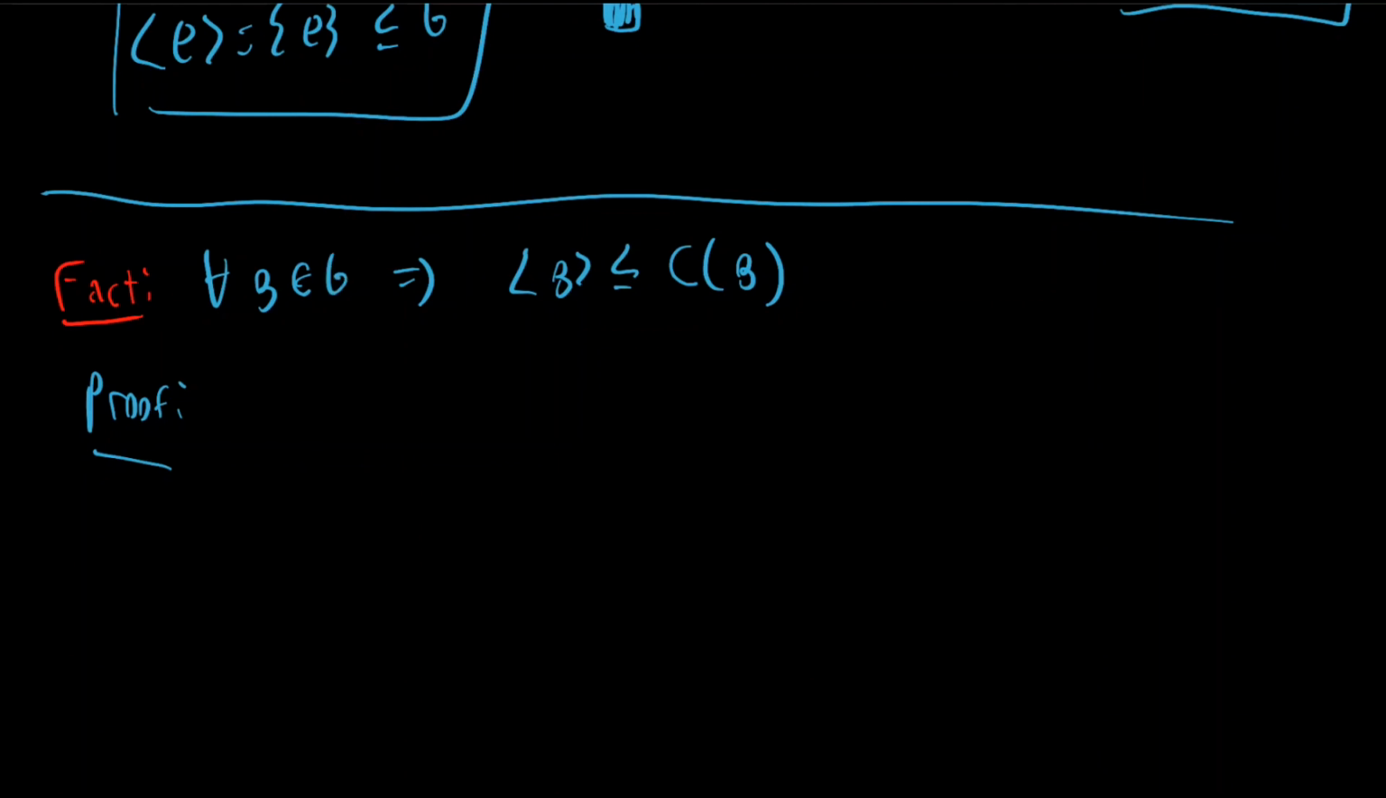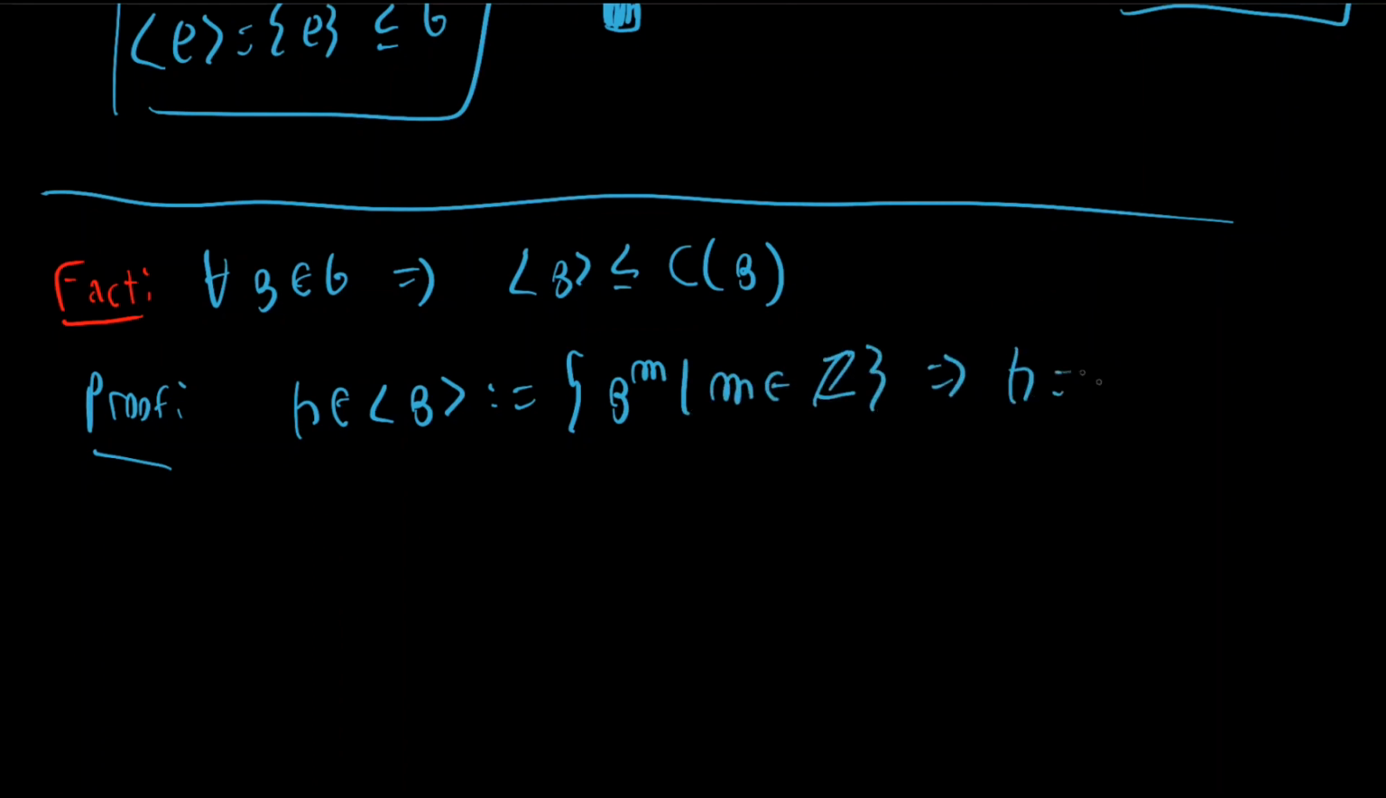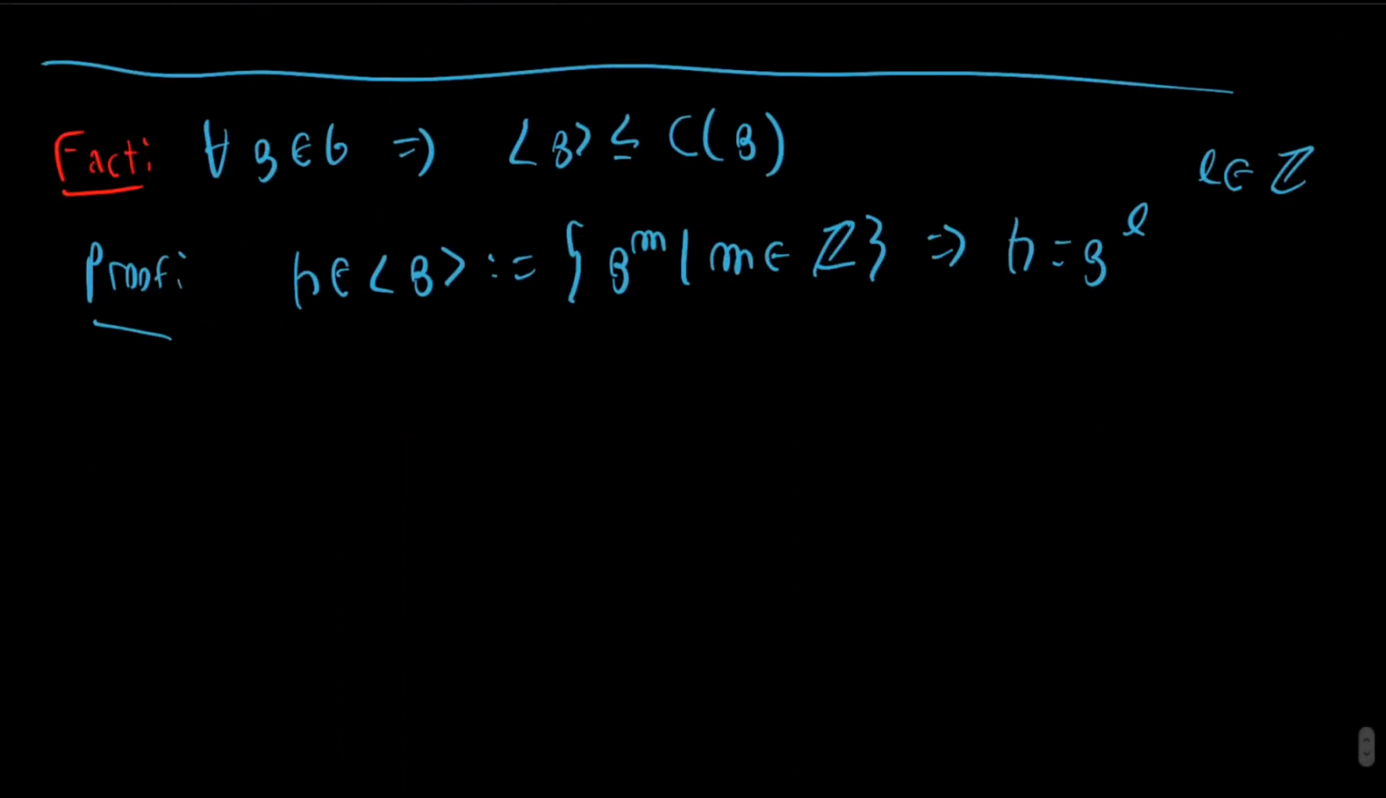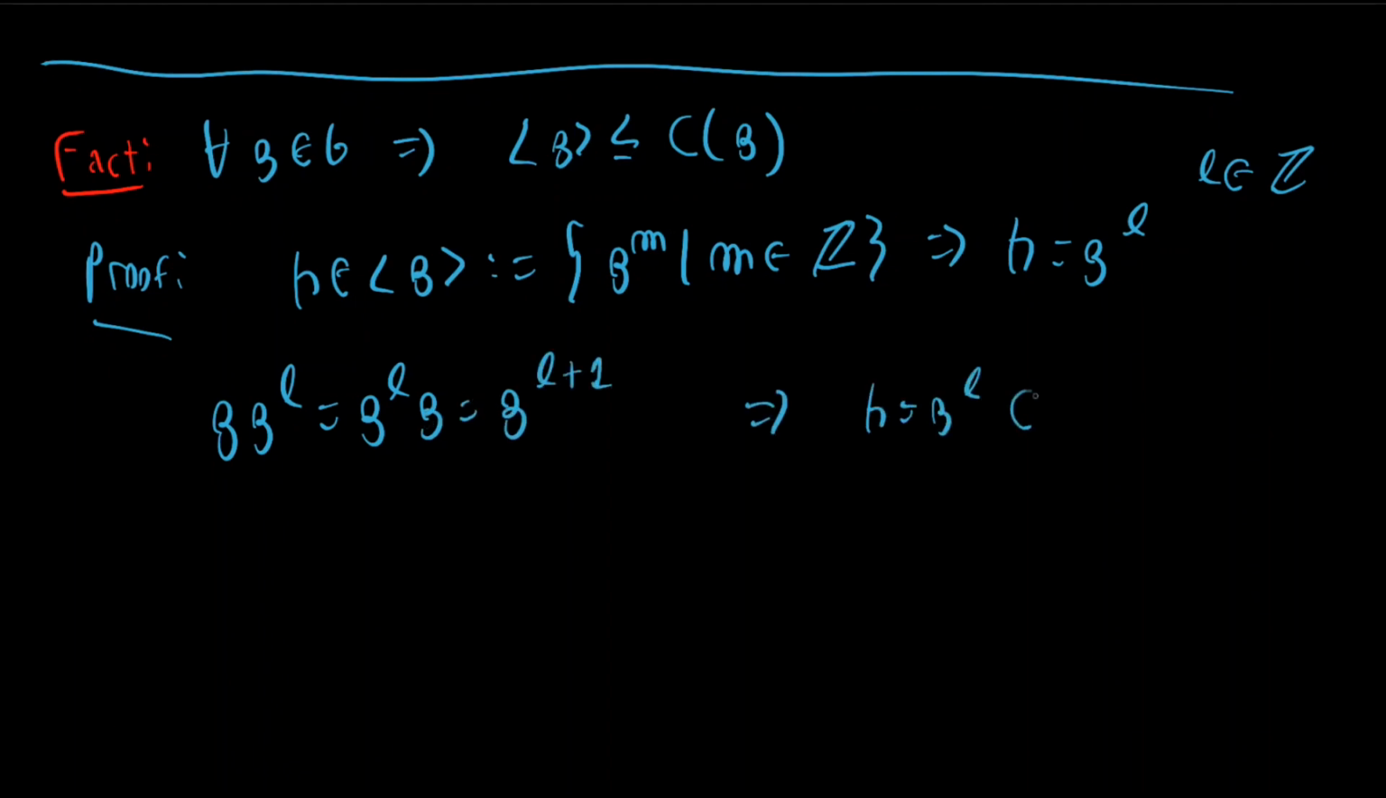So how can we do this? So let's suppose we have an element that we can call h inside the cyclic subgroup generated by g, which is the powers of g basically. Okay, but then h can be written as g to the l, where l is an integer. Okay, but notice that an element of the form g to the l trivially commutes with g, because g times g to the l is equal to g to the l times g, which is g to the l plus 1. And so we'll have that h, which is equal to g to the l, is inside the centralizer of g. And so from this, we have that the cyclic subgroup generated by g as a set is a subset of the centralizer of g.